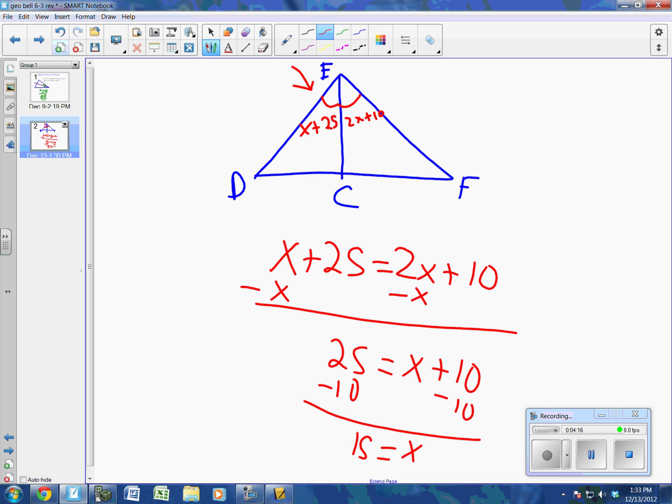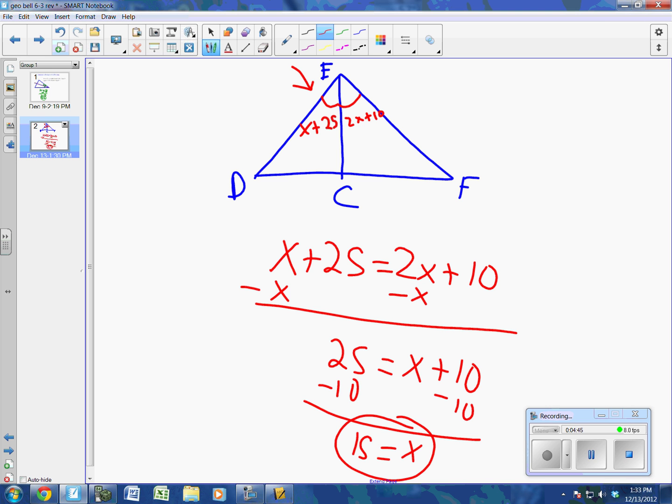Our answer? Is that what it's looking for? No. What's it asking for? The degree measure of what? Of angle DEC. Here's angle DEC. What, times 15 by 15? Huh? Well, no, because what we did is we found 15.